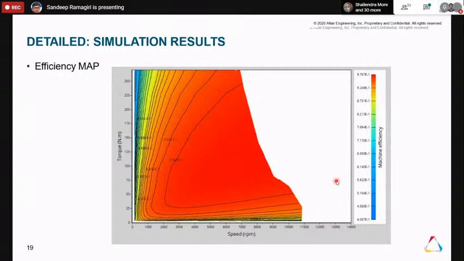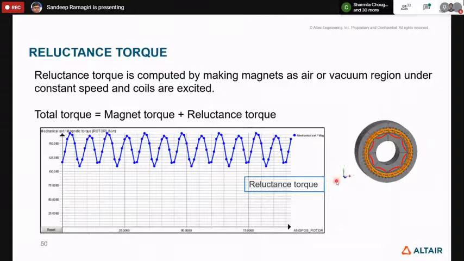So speed versus torque with respect to efficiency. And then reluctance torque is also very important for the permanent magnet machines, and we can compute it by just making the magnets an air or vacuum region, and we just excite the coils, so there will be no magnet torque. So the total torque computed on the shaft will be the reluctance torque, and you can see for the same machine I have computed the reluctance torque.